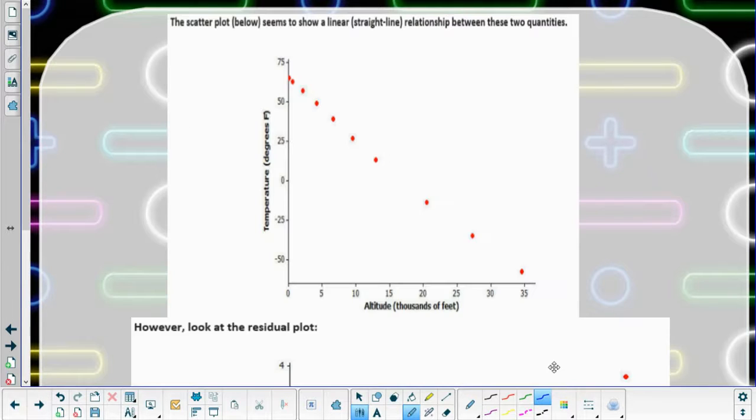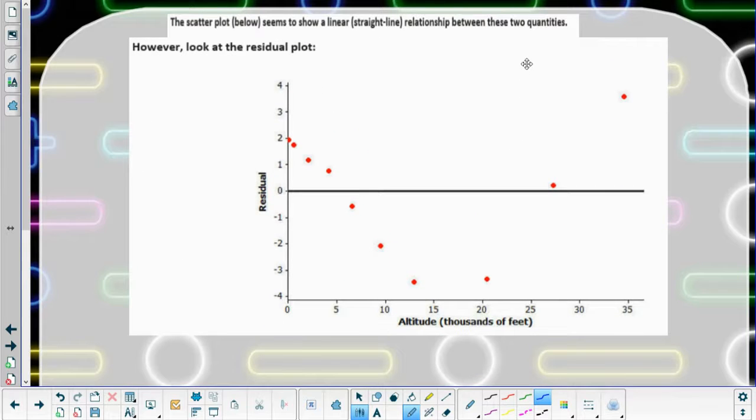And here's another example. In this scatter plot, it looks like all of our dots are in a straight line. So it looks like it has a linear relationship. But look at what happens when you actually do the residual plot. Do you see that curve? That means that this actually is not a linear relationship. It has a different kind of relationship. And our points are really scattered and far apart, so it's not the best fit.